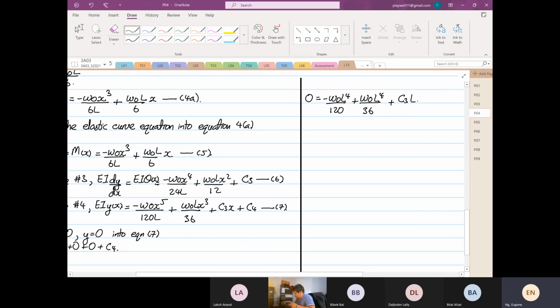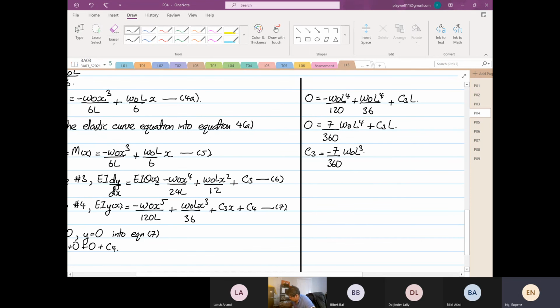Okay, so minus 1 over 120 plus 1 over 36 is equal to positive 7 over 360. So 0 is equal to 7 over 360 omega naught L^4 plus C3 L. Right. So we can find that C3 is equal to minus 7 over 360 omega naught L cubed.